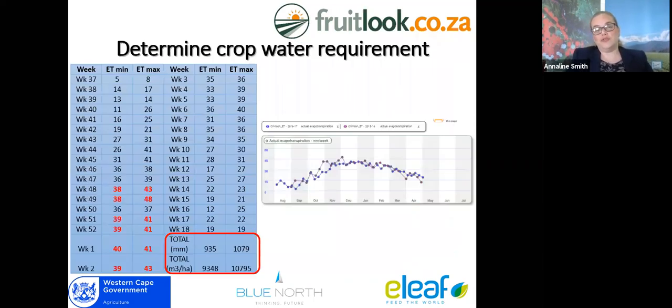So this is an example of how you can actually calculate what your actual crop water requirement is. So you'll see there we have what we call an ET minimum and an ET maximum.